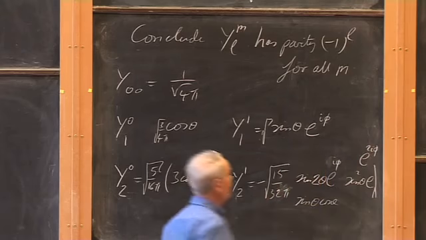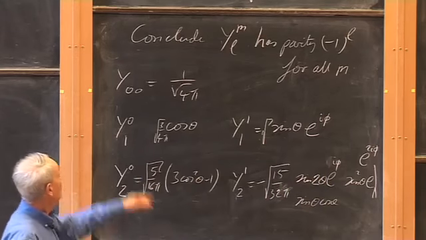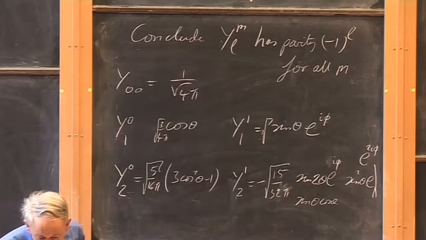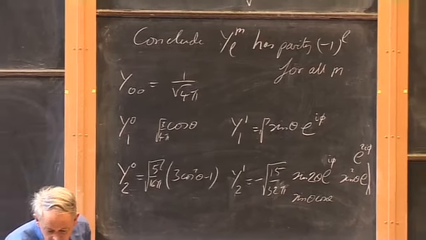So what do we need to remember? What we need to remember is that obviously Y_00 has no angular dependence. Yes, okay, so I think the machine has finally come back to life, and the correct formulae are here.